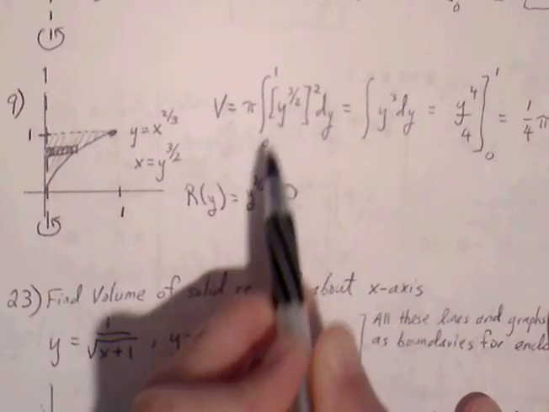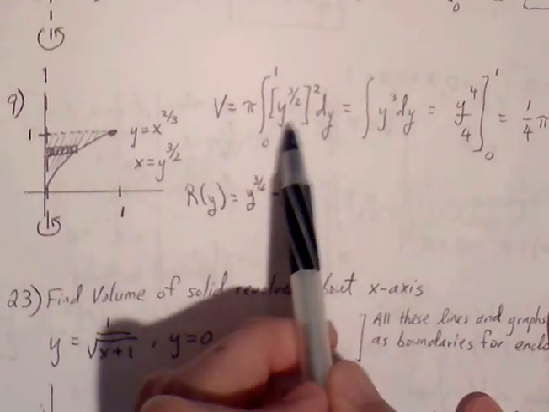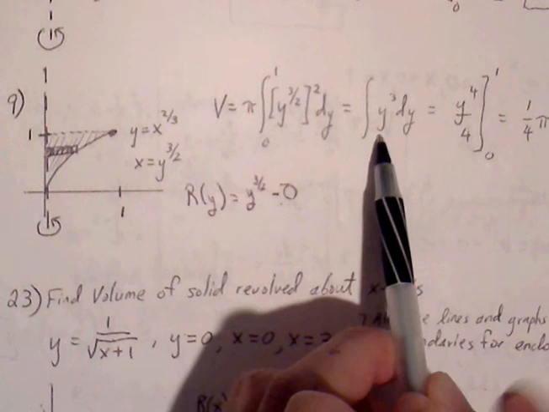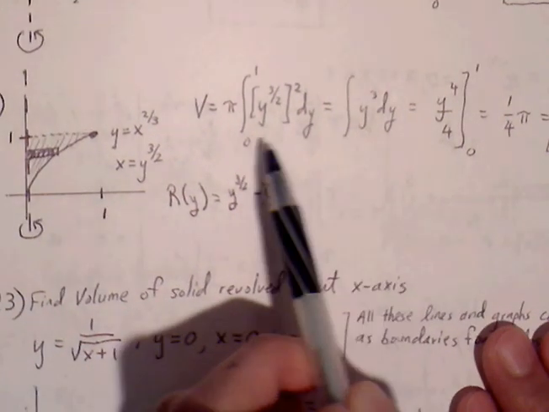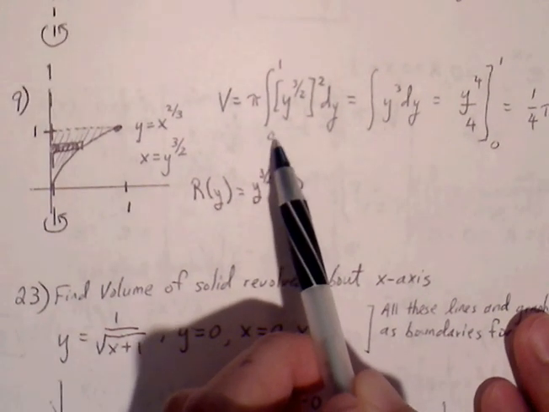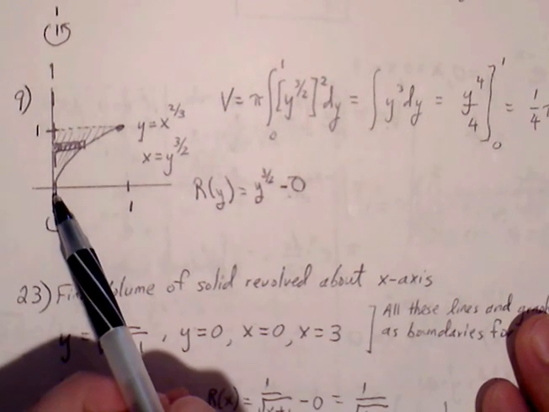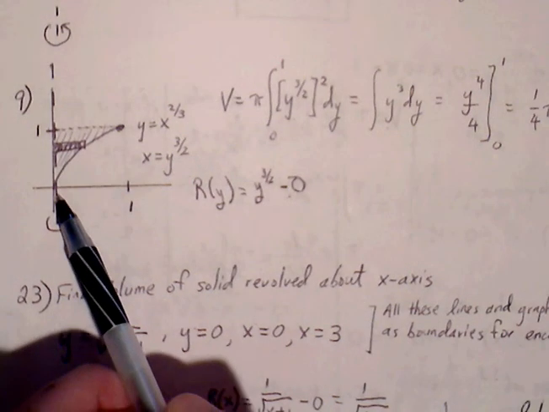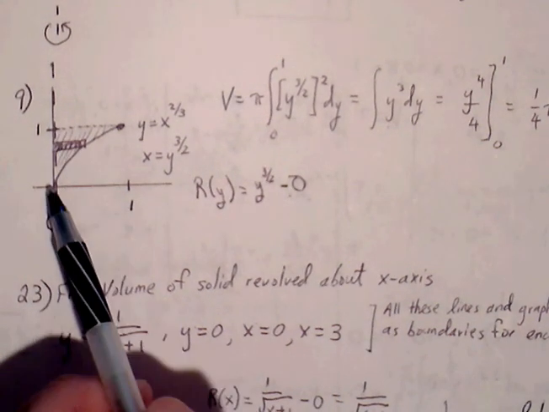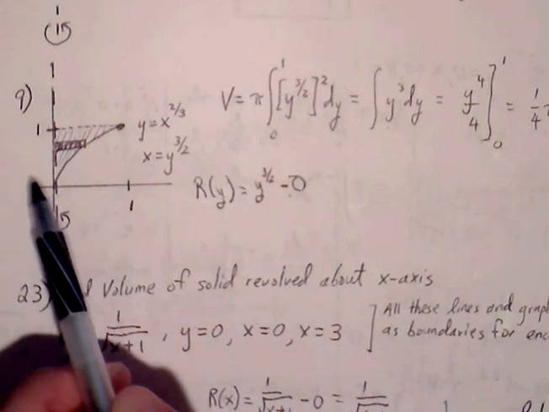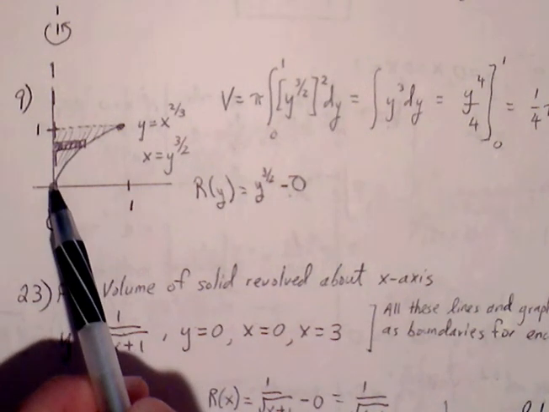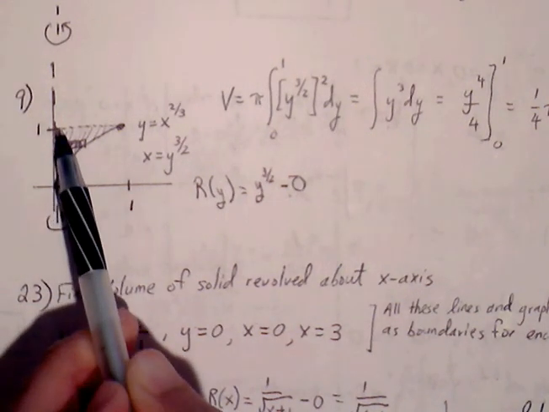So then we plug this in our formula. So y to the 3/2 squared is simply y cubed. Go through power rule. And before I forget, the bounds are from 0 to 1 because we're looking at y value. So we have to go from the lowest y value, which is 0, to the highest y value, which is 1, because we're stacking these horizontal disks from 0 all the way up to 1.